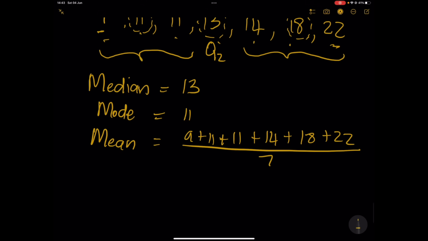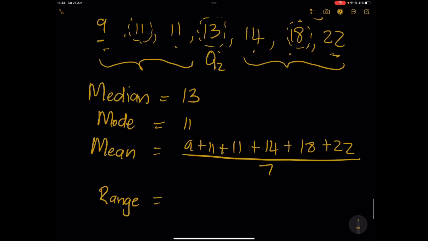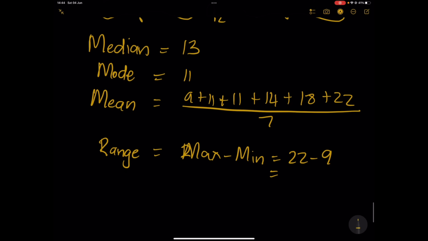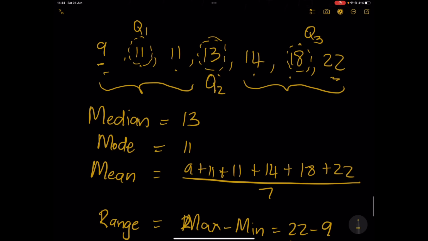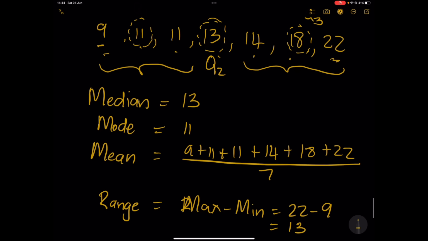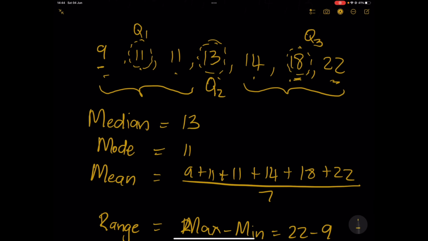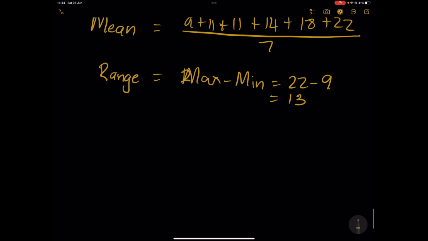If you wanted to find the range, just keep in mind, and I'm just showing you this, not that we need it for the box and whisker plot, our range would be the maximum value minus the minimum. In this case, that would be 22 minus 9, which is 13. And if you wanted to also find the interquartile range, all you're going to do is take the Q3 value minus the Q1 value, and that's going to give you the interquartile range.